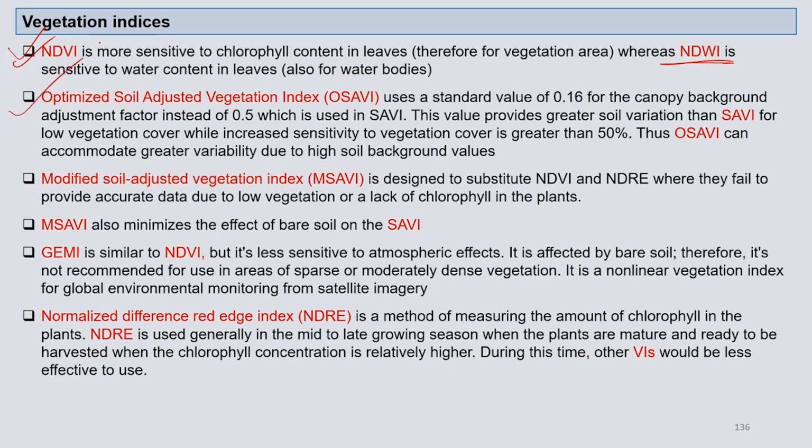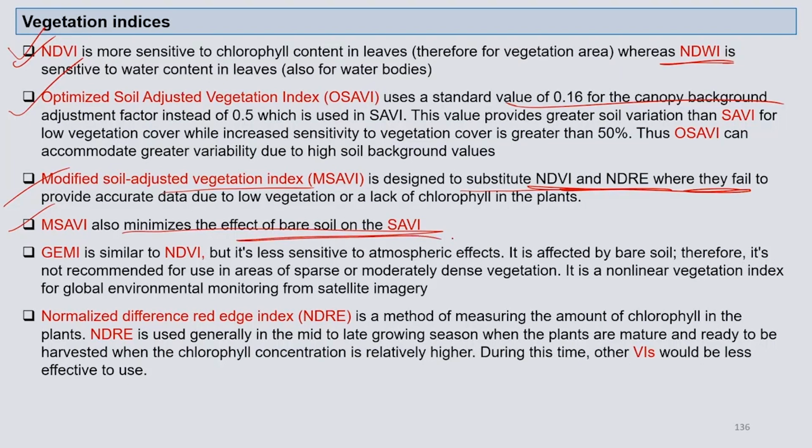Optimized soil adjusted vegetation index, OSAVI, we discussed in previous slides that it uses a standard value of 0.16 for the canopy background adjustment factor instead of 0.5, which is generally used for SAVI. Okay. Modified soil adjusted vegetation index, MSAVI, is designed to substitute NDVI and NDRE where they fail to provide us accurate data due to, suppose, low vegetation or a lack of chlorophyll in the plants. In that kind of condition, MSAVI will help you. MSAVI also minimizes the effect of bare soil on SAVI.